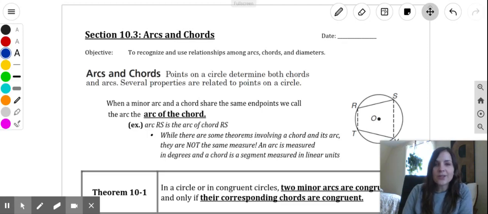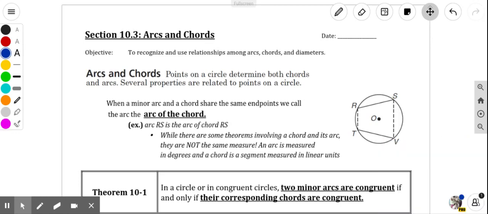Hey everyone, so this next section is about the relationship between arcs and chords. Chords we learned about in the first section. A chord is a segment whose endpoints are on the circle. So that's a chord, and arcs we've been talking about in this last section. There are some relationships when you have arcs and chords that share an endpoint. All right, let's get started.